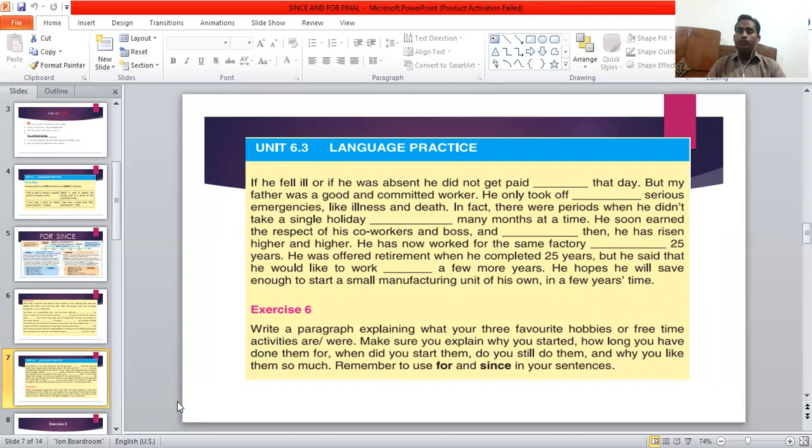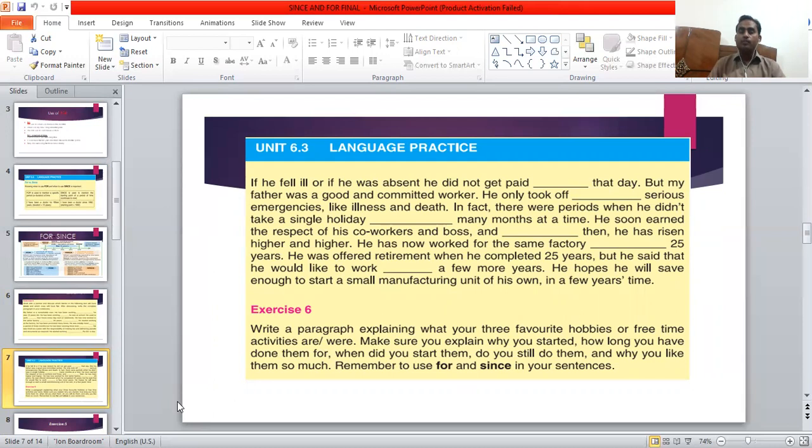In fact, there were periods when he did not take a single holiday for many months at a time. He soon earned the respect of his co-workers and boss, and since then he has risen higher and higher. He has now worked for the same factory for 25 years. He was offered retirement when he completed 25 years, but he said that he would like to work for a few more years. He hopes he will save enough to start a small manufacturing unit of his own in a few years' time. So this was exercise number 5, and exercise number 6 is also in your book.